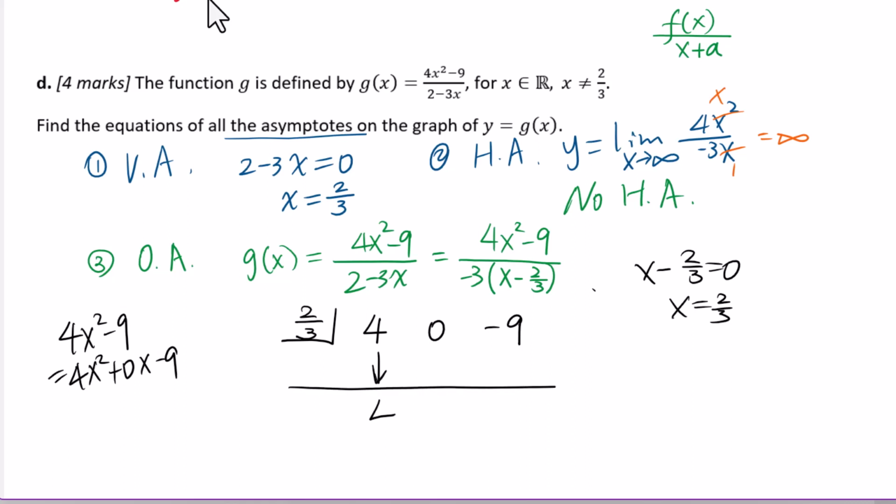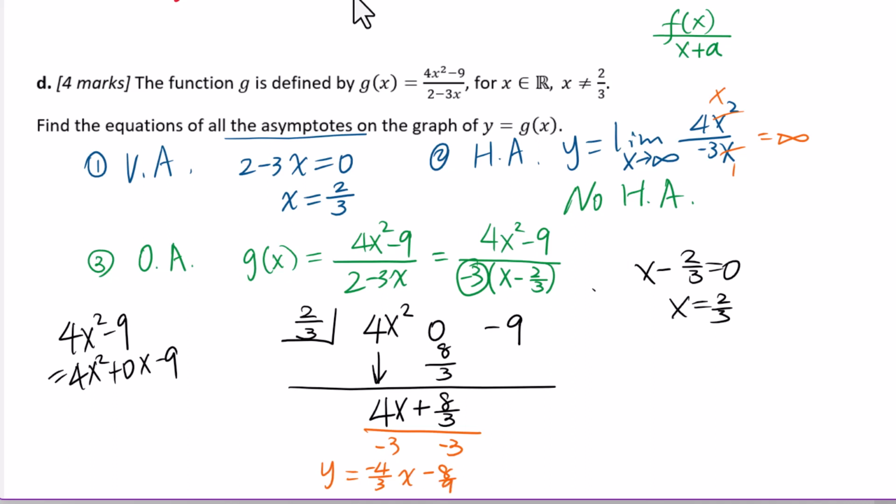Drop down 4. Multiply, 8 over 3. Adding, 8 over 3. Then we stop. 4x squared, x plus. Do not forget to divide by this negative 3. Y equals negative 4 over 3x minus 8 over 9. This is the oblique asymptote line.